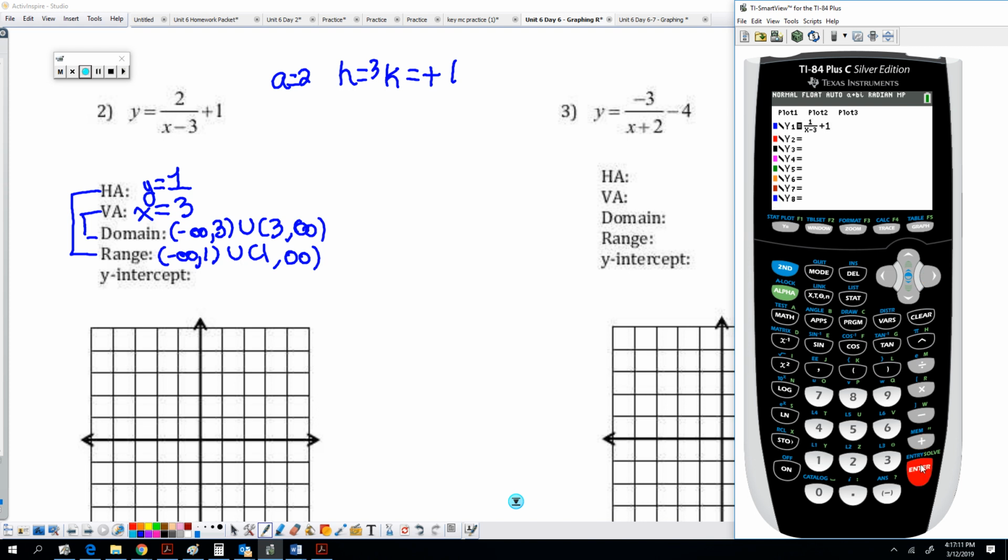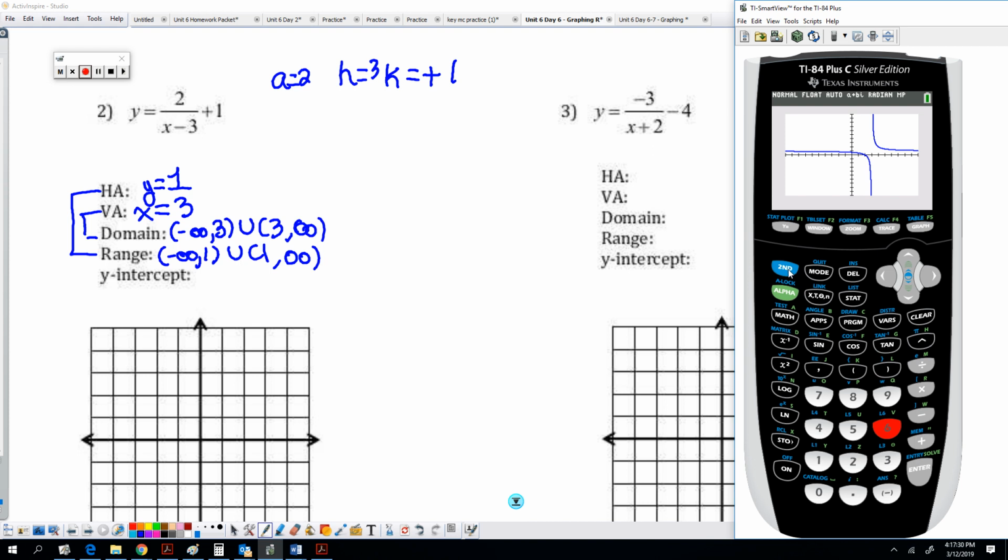And if I want to hit the graph, I'm going to hit zoom 6, just in case my window looks a little funny from before when I used it earlier. Now, that's what the picture looks like. If you notice, it's broken up into 2 parts. So this right here is your asymptote. It does not cross those places.